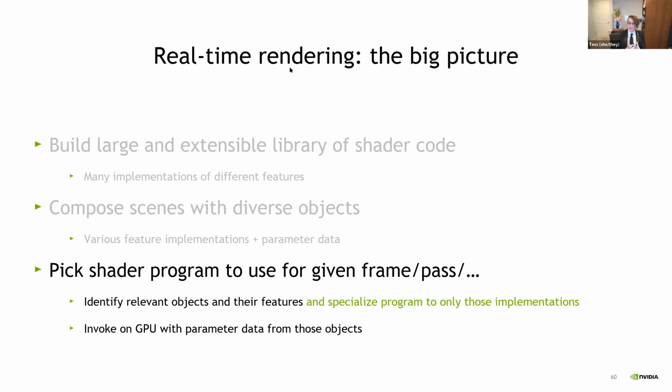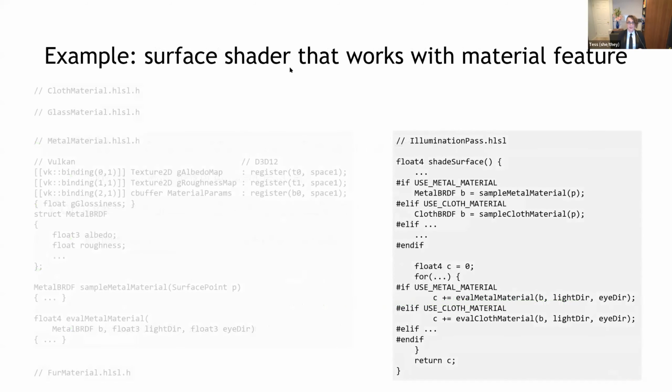We want to strip out anything that we don't need and make sure that we generate code that only includes the feature implementations that are relevant to this operation. Often that'll be, what is the camera looking at? I only want to shade those things. I only want to include that code. So the way that this is typically solved is, again, with more preprocessor use. So on the left of this slide, we have our library of different material features we talked about. And on the right, we have a surface shader now, again, written in HLSL.